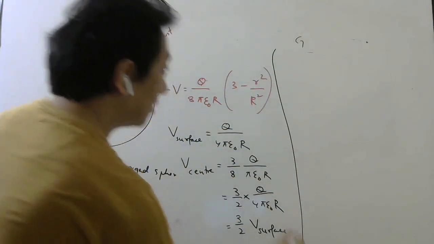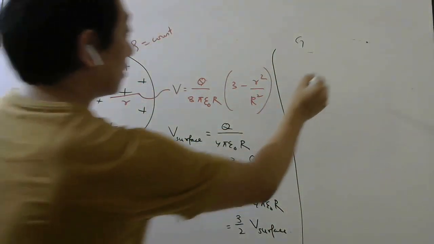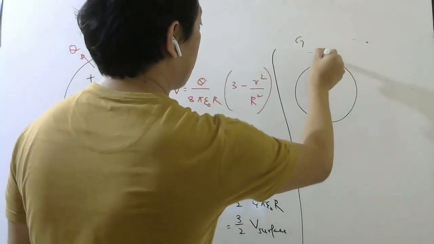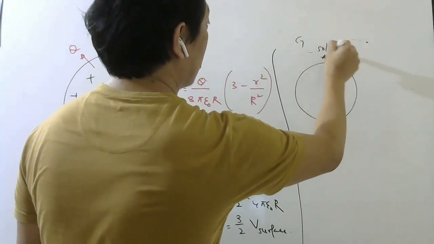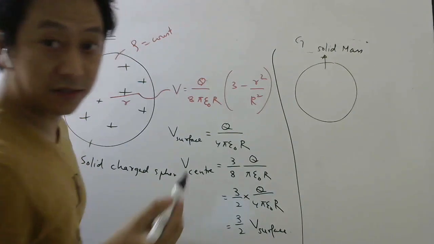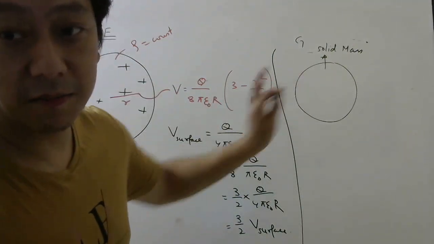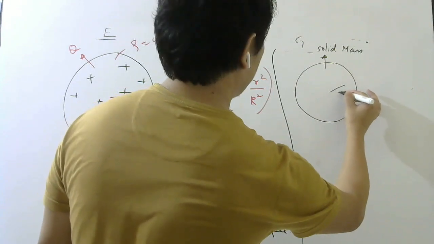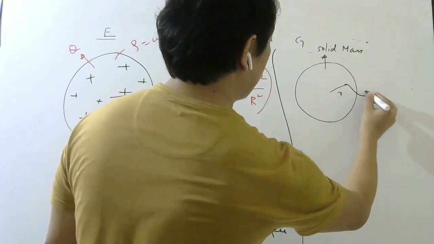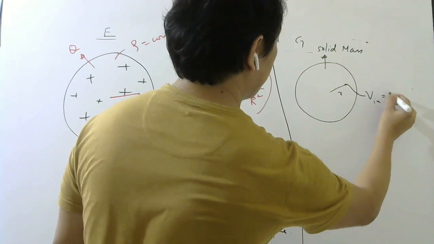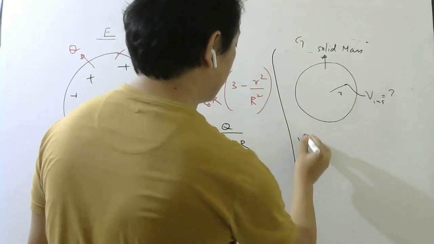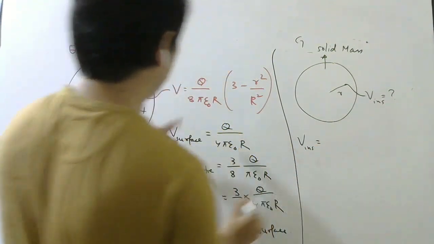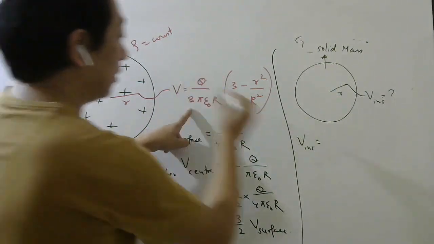Similarly, for the gravitation chapter, suppose you have a solid mass, not a hollow mass, a solid mass. Earth is a solid mass, so many problems can come based on this. Now, at a distance r from the center, if I want the potential inside, then the formula can be found by remembering this formula. Q will be your M.